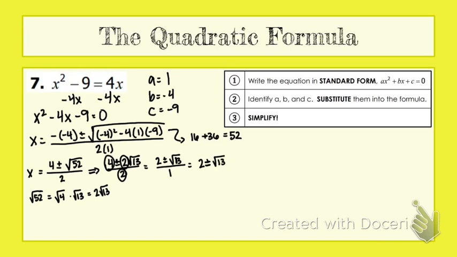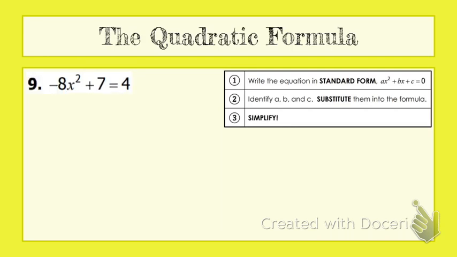And any time that your answer is in radical form like this, you can just leave it as plus or minus, because we are not going to change it any further. We do not want to have the decimal version. We want this in simplest radical form, which is what 2 plus or minus square root of 13 is. So we're going to write that as a solution set. x equals the set of numbers 2 plus or minus square root of 13.